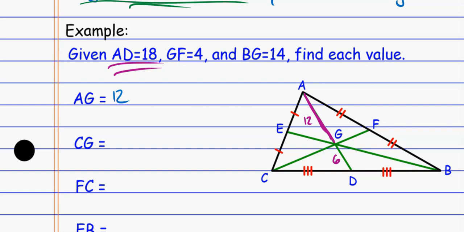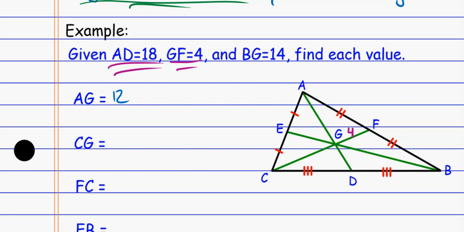The next one, CG. Let me erase what I've put over here so far. So CG this time I want to find. Once again, that's that bigger piece. But notice it gives me the little piece this time. It gives me that smaller piece, GF. It tells me this is 4.